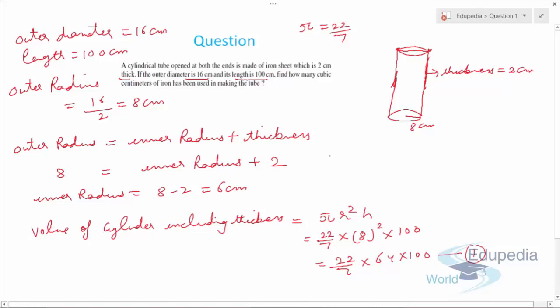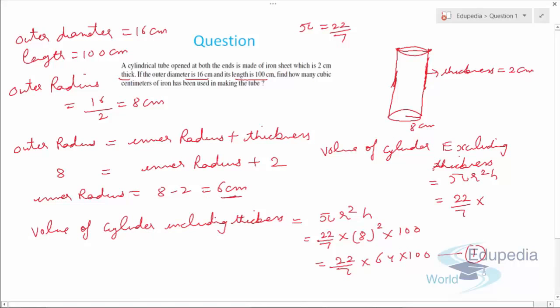Now the volume of the cylinder excluding the thickness will again be pi r square h. This will equal 22/7 into r, and now we need to use the radius as 6 cm. So this will be 6 square into the height, which is the length, again 100. This comes out to be 22/7 times 36 times 100. Let it be the second part.